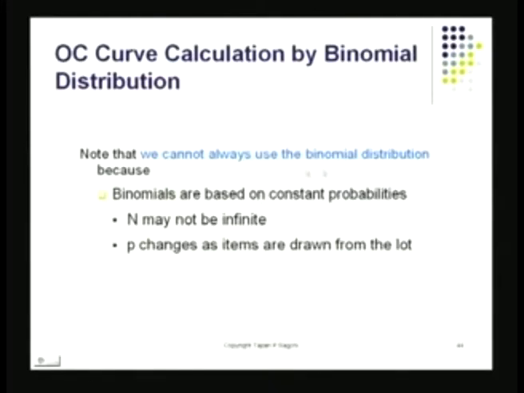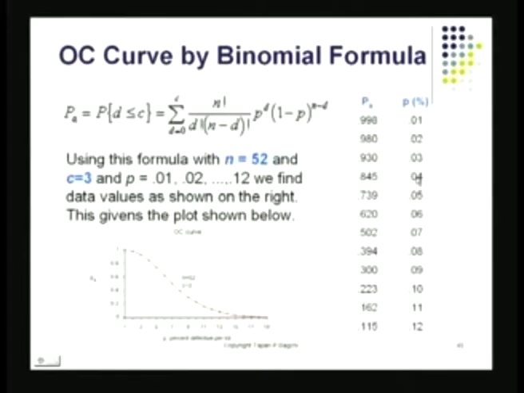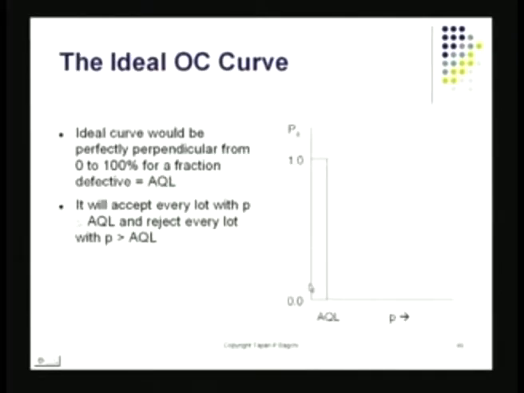Like I said to you earlier, we need not always worry about the binomial distribution as the only way. We may be able to use the hypergeometric formula, or we may be able to utilize the binomial formula also. Hypergeometric, Poisson, or binomial, these are three popular formulas which are utilized in trying to draw the OC curve in most cases. The ideal OC curve, of course, is like this. It just starts out, it accepts everything that is near AQL, and it rejects everything that is beyond AQL. And this would be the situation.